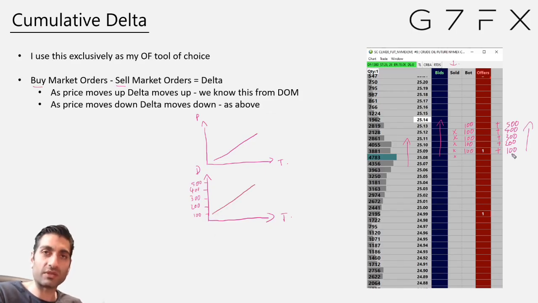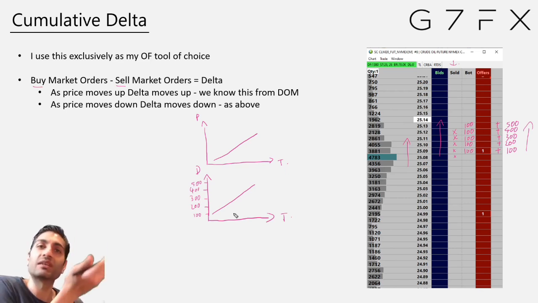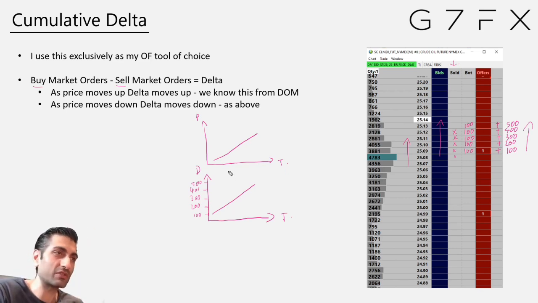And this is cumulative delta, because if we had 100, 100, it would just be a flat line, which doesn't make any sense. You're adding the amount of positive delta that you're building up as the market moves up. Pretty straightforward. So the delta's moving up, the price moves, it makes sense. What pushes price up? Market orders. So it would make sense that the more market orders you get, the more price goes up. And guys, let's look at it the other way.